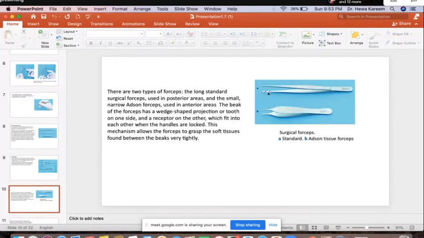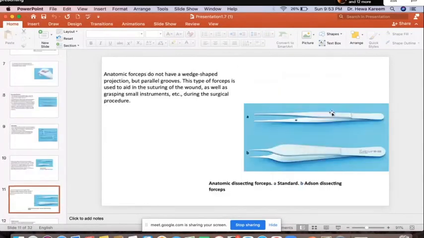Tissue forceps for grasping the tissue. We have two types, toothed and non-toothed. This is toothed, long and short. Long is used for the posterior region, short for the anterior region. This is also tissue forceps, but without pins, and the end is not toothed. Also for grasping the tissue.